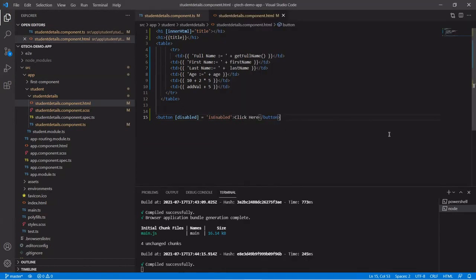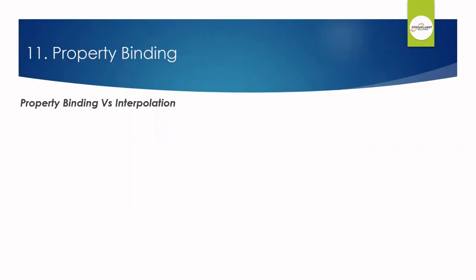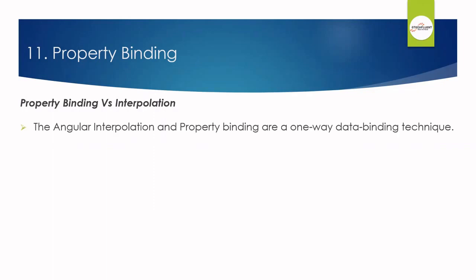So now let's see what is the difference between string interpolation or Angular interpolation and property binding. As we discussed, we can achieve the same thing using property binding as we achieve using Angular interpolation. In our previous video on interpolation, we discussed how to use string interpolation or Angular interpolation in our application. Now let's understand the difference between property binding and Angular interpolation. Both flow the value from the component to the view template, that is one-way binding or a one-direction technique.